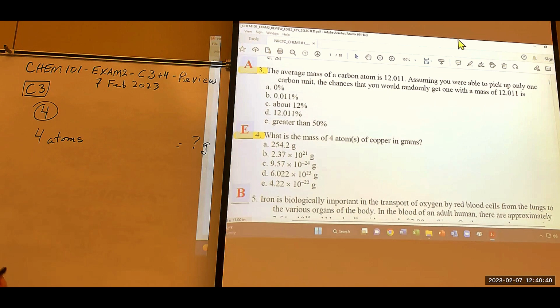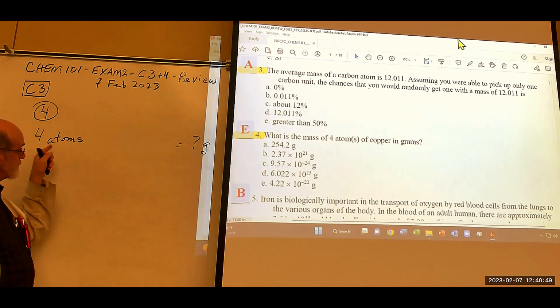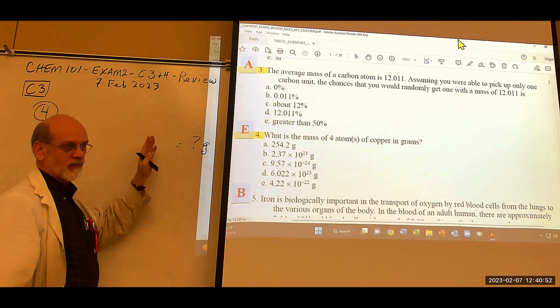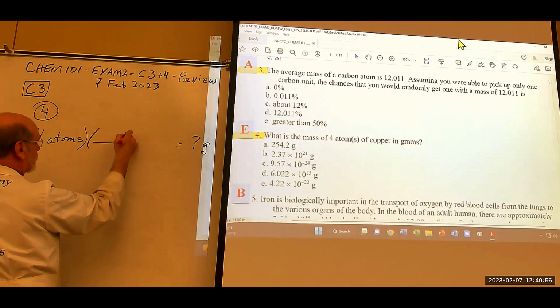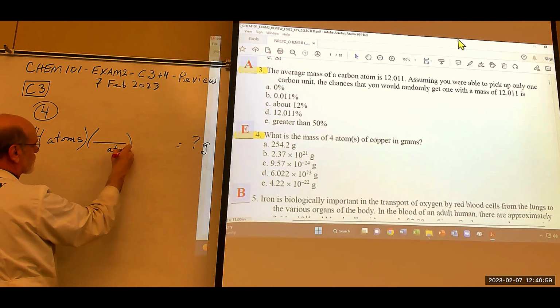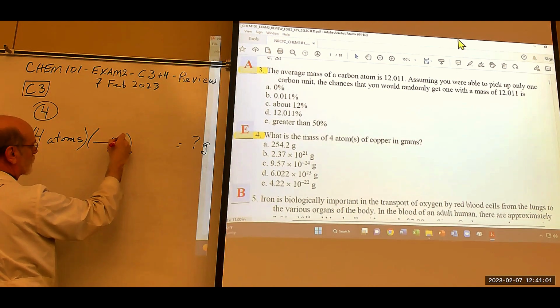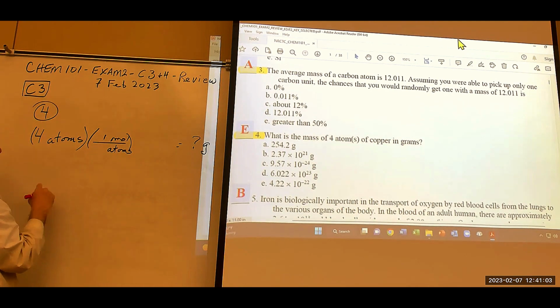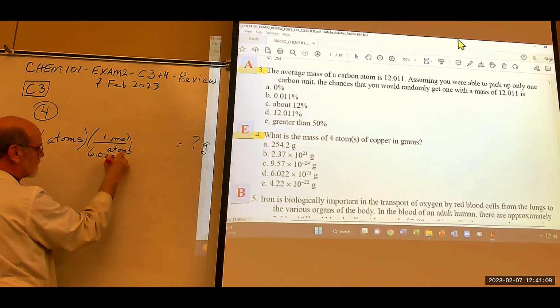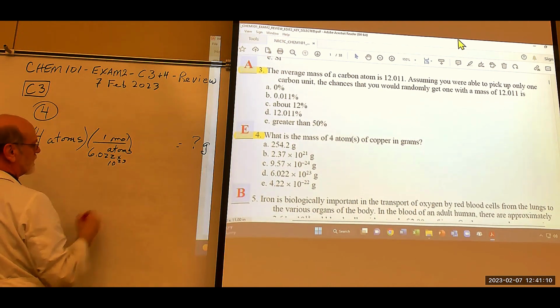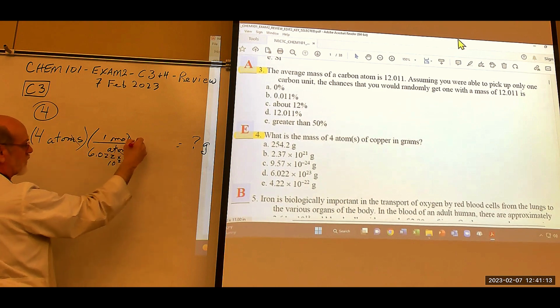We have molar mass. That converts from numbers of atoms to atoms. So we've got to get this into some form where we can use molar mass. In order to do that, we can convert atoms to moles, right? So how many atoms? Remember that one? 6.022 times 10 to the 23rd. So that gets rid of atoms and leaves us with moles.